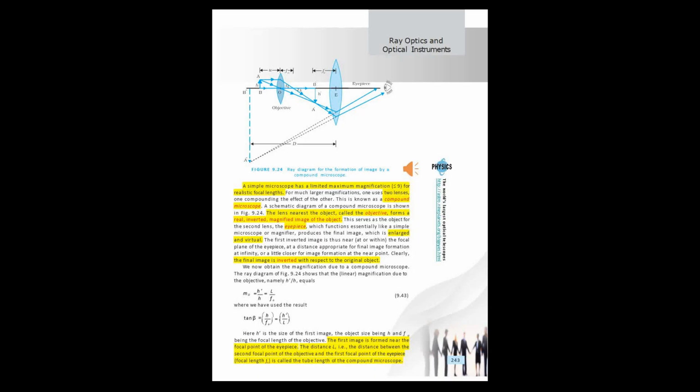The first image is formed near the focal point of the eyepiece. The distance L, i.e., the distance between the second focal point of the objective and the first focal point of the eyepiece, of focal length f e, is called the tube length of the compound microscope.